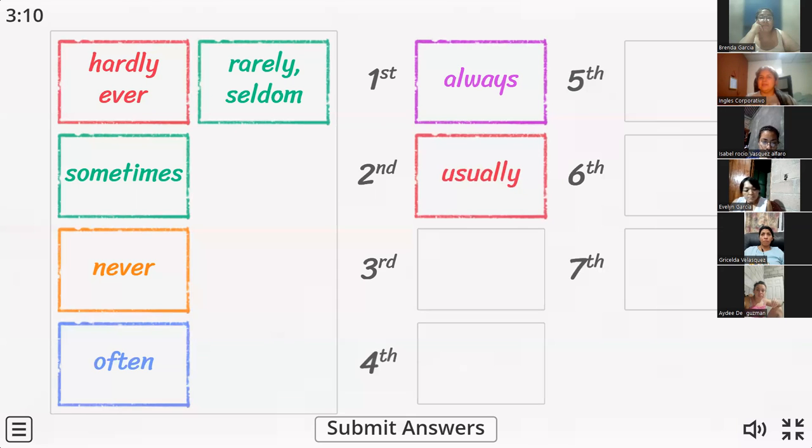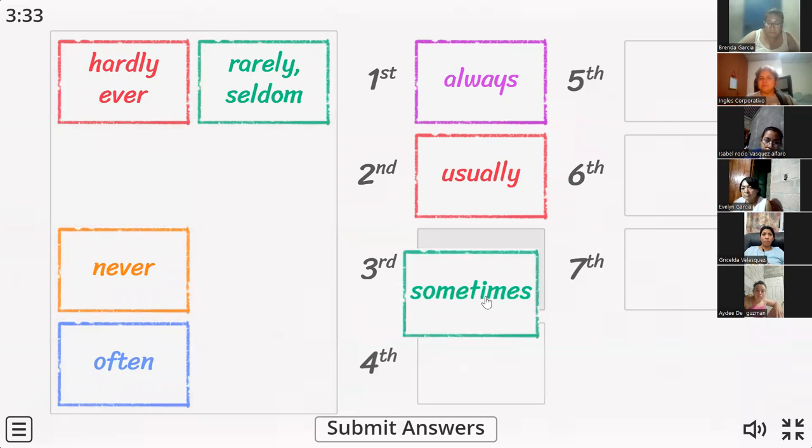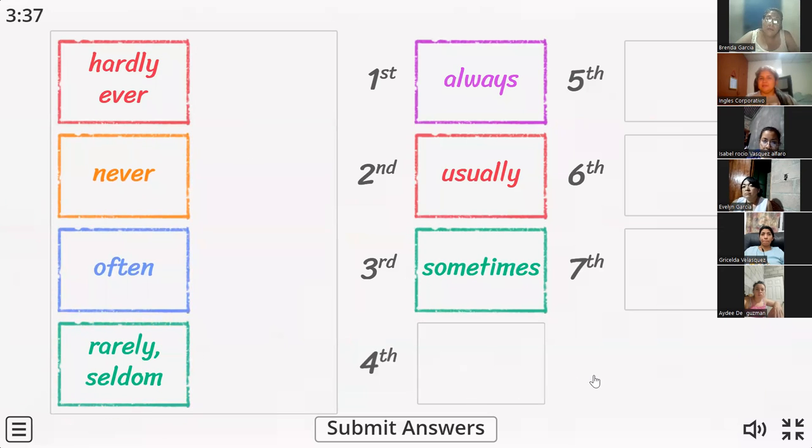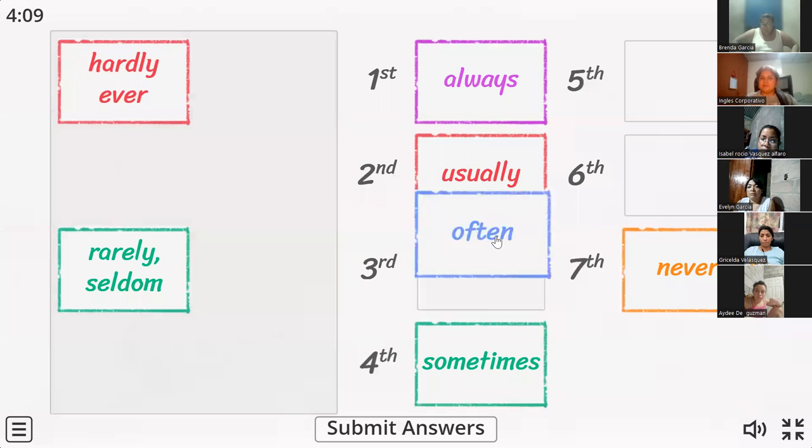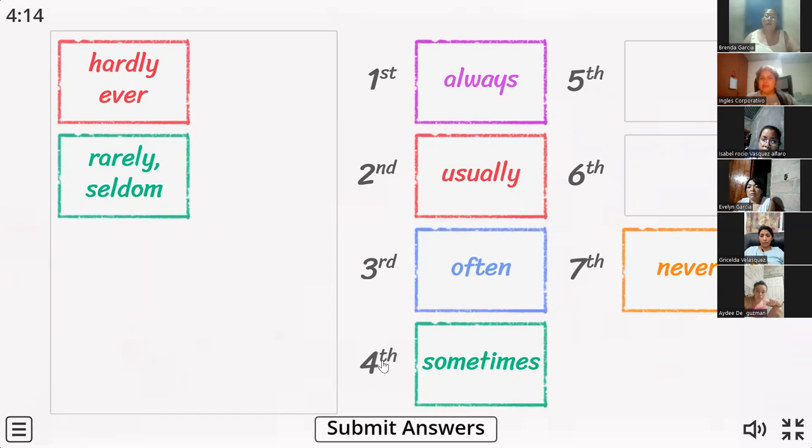That is another example. Which one do you think would be the third one? Sometimes, maybe that will be in the first place. Okay, never will be in the seventh place because you know that is never. So you never do that. Okay. What about often? Often, wouldn't it be number 3? Okay. We're going to move it like that. Third place, often, and fourth, sometimes. Okay.